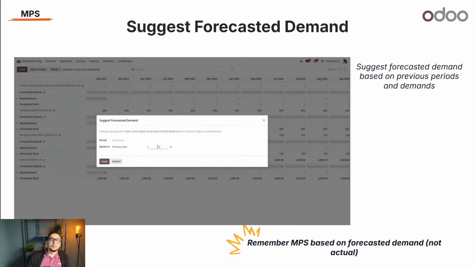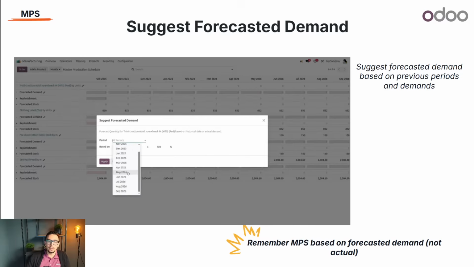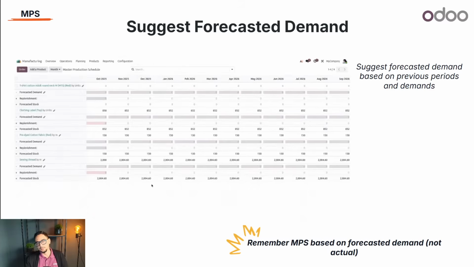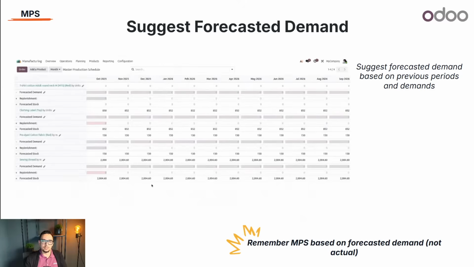And Odoo can also suggest certain forecasted demand for our manufacturing based on the previous history on a product and the previous periods of manufacturing. Okay, so it will tell us the suggested demand is, let's say, 150 manufactured. So we need this much components and this much raw materials.